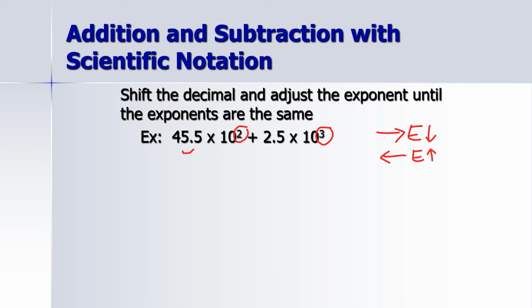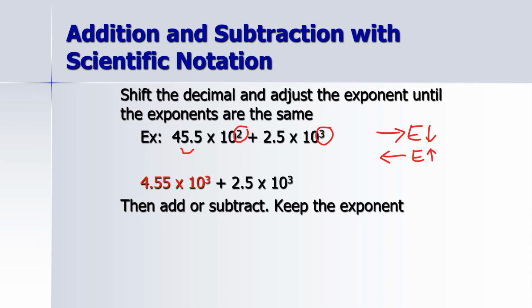So this is the rule that we'll be using, and we will have to move our decimal one time to the left. Why? Because the difference between 2 and 3 is only 1. So that is going to give us 4.55 times 10 to the power of 3. And then the second number is going to remain the same. Now we can just go ahead and add our coefficients, add or subtract whatever the question is saying. And then in this case, 4.55 plus 2.5.